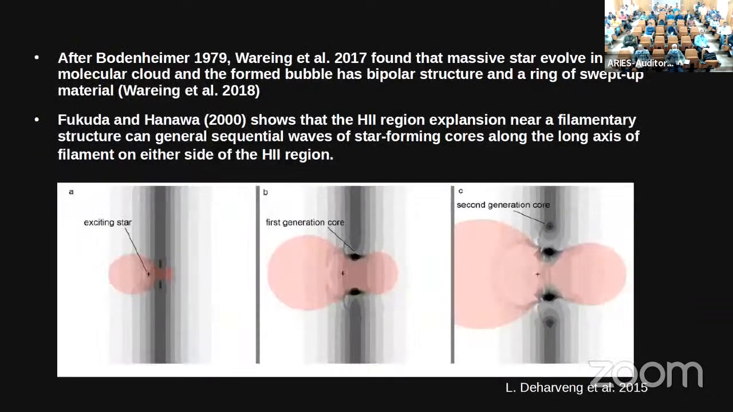After Bodenheimer 1979, Waring et al. 2017 found that when massive stars evolve in a sheet-like molecular cloud, the formed bubble has a bipolar structure. Here you can see this H2 region and its exciting star. When it expands in the interstellar medium, this ionized region can create first generation cores around the waist of this bipolar nebula. Then with further evolution, this high density structure perpendicular to the bipolar region can create more second generation cores perpendicular to the axis of this bipolar nebula.